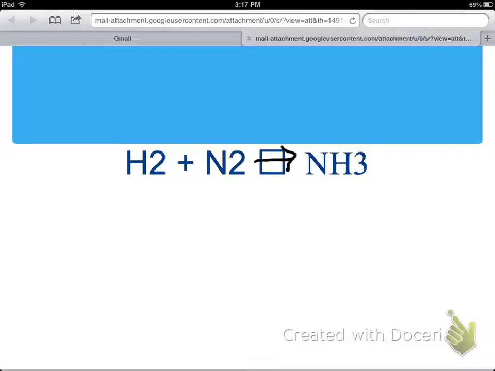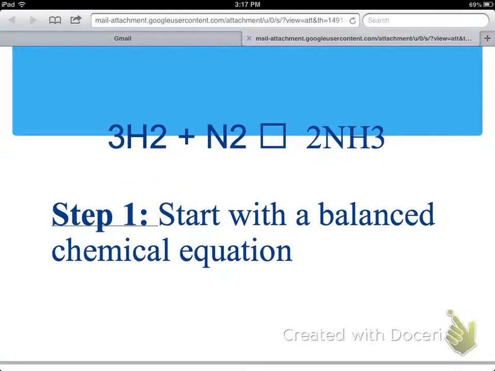We have a couple of coefficients we need to add. So we're going to put the 3 there. The N2 looks all right. We need to sneak in a 2 there. So now my equation is balanced. So equation's balanced. We're good to go.